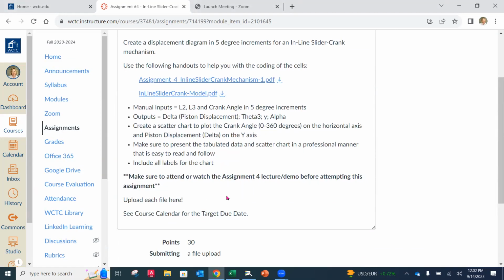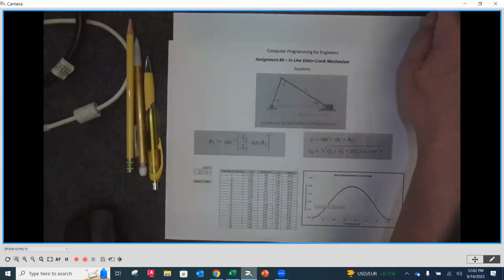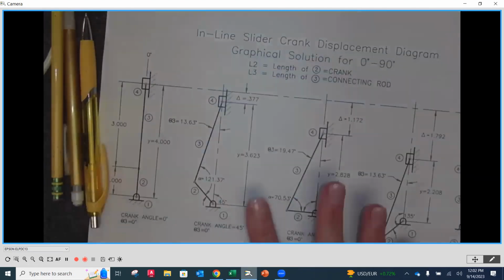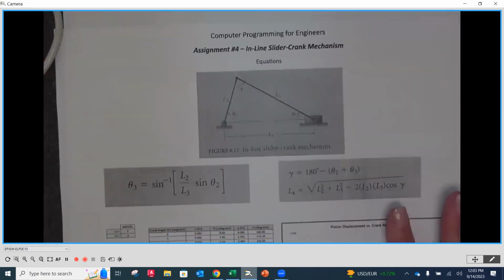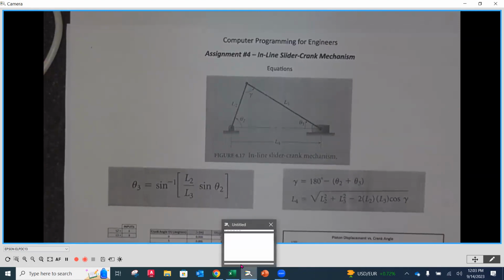So let's look at the handouts that I gave you. I'm going to go underneath my camera here, and you'll notice that there are two handouts. We have this first one here, and then the second one. Let's look at the first one and see what our requirements are, and then we'll look at the second one to further explain.